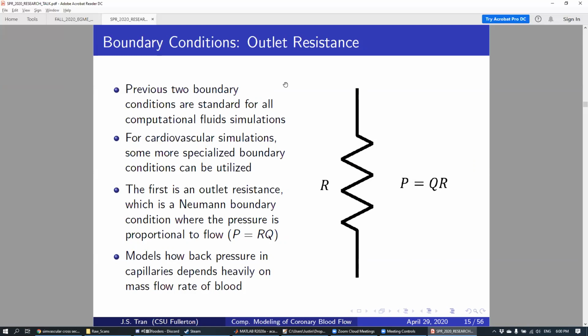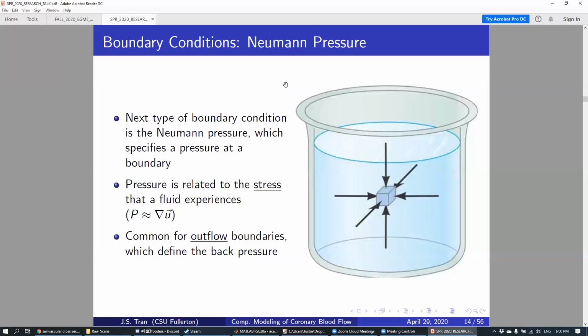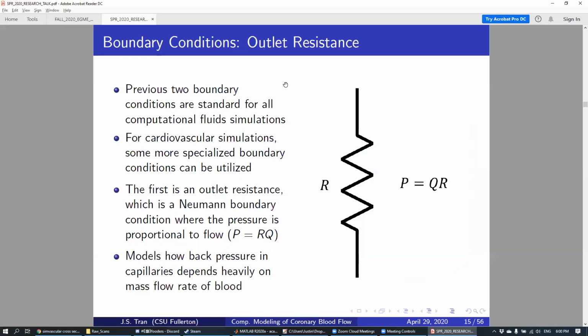Think back to earlier in this talk, when we talked about the lumped parameter method. Under that method, we can use circuit elements to approximate the behavior of all the downstream vessels. The most simple form of a lumped parameter boundary condition is an outlet resistance. This is a spin-off of the Neumann pressure boundary condition we talked about previously. An outlet resistance supplies a pressure on our domain, but the pressure magnitude is a product of the flow and the resistance.